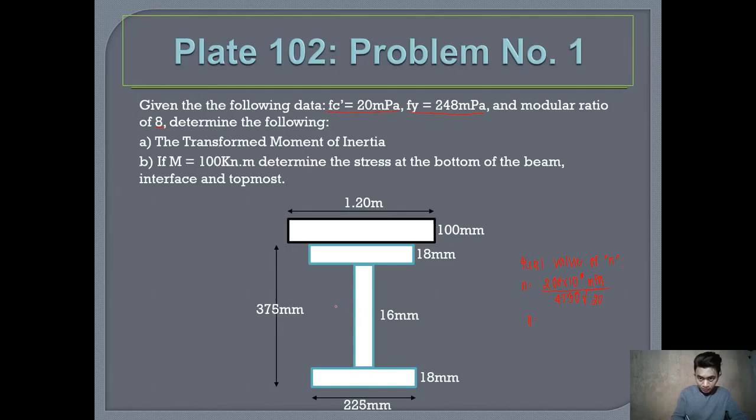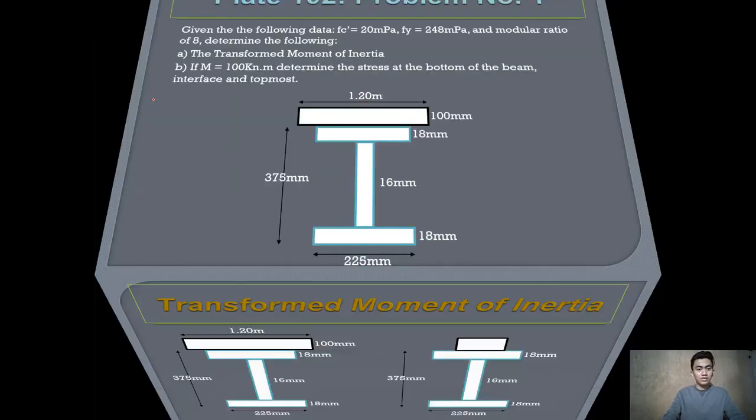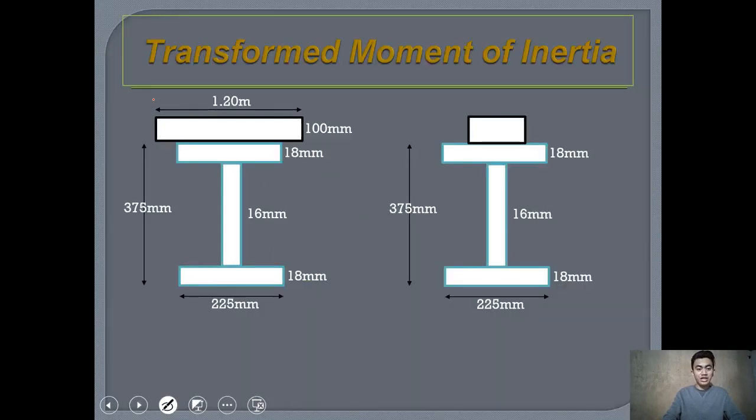Right? Which is now 9.45. So observe now, compare what we have, the real value of n, and the given on the problem. So regardless of the real value for n, we are still going to utilize here the modular ratio, which is equal to 8 in our computation. All right, so let us proceed now to the transformed moment of inertia.